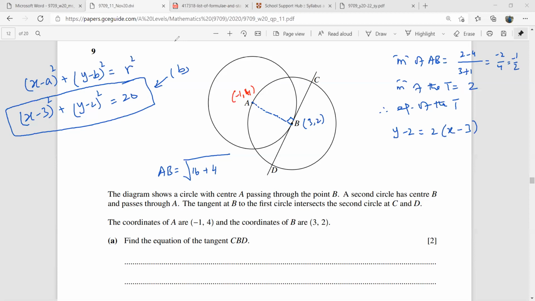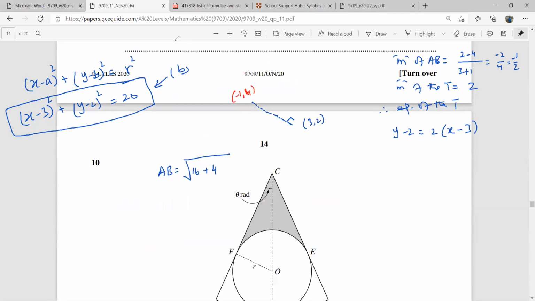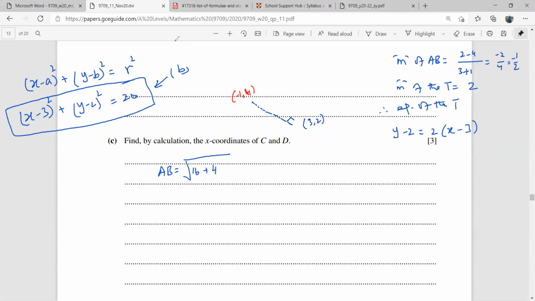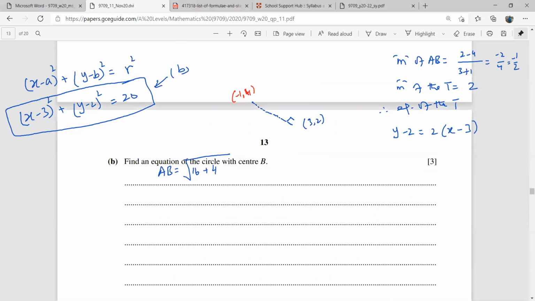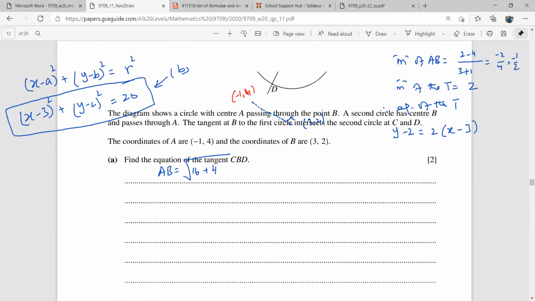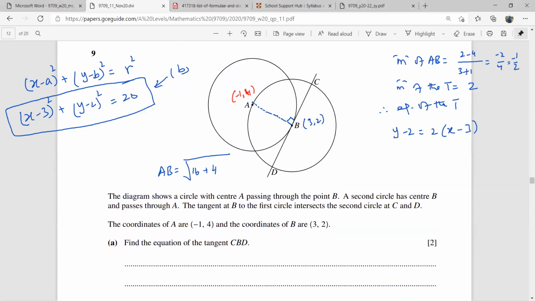Let's look at the last part of this question. It says, find by calculation the x coordinates of C and D. The x coordinates of C and D. So this means you will have to solve the equation of this circle and the equation of the tangent simultaneously. And you will see that this can be done quite cleverly.